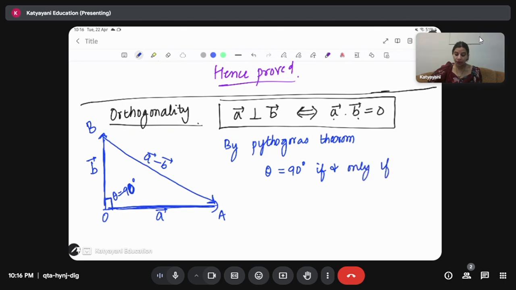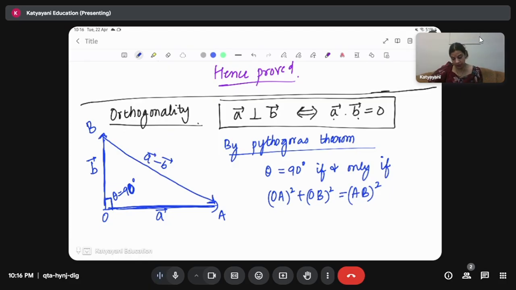Pythagoras theorem में भी हमेशा double implication होता है, keep in mind. So the Pythagoras theorem says that this theta is 90 degree if and only if OA square plus OB square is equal to AB square, right? बेस का स्क्वायर प्लस परपेंडिकुलर का स्क्वायर इज इक्वल टू हाइपोटेन्यूज स्क्वायर. तो इन दोनों के बीच का angle 90 डिग्री तभी होगा if and only if this is equal to this.